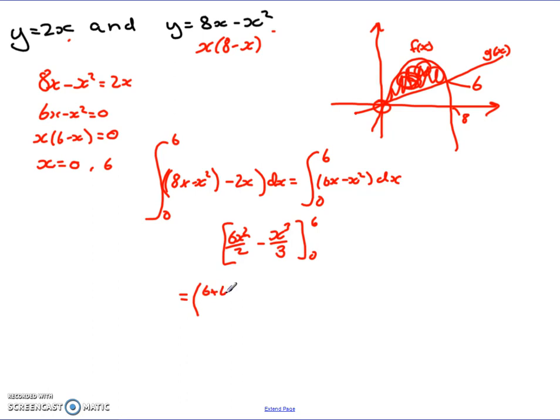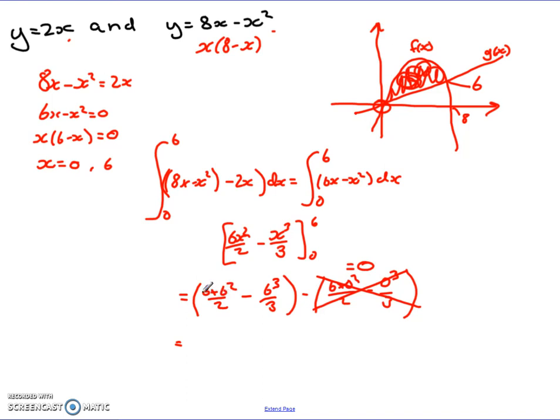So I get 6 times 6 squared over 2, take away 6 cubed over 3 for the upper limit, and then the lower is 6 times 0 squared over 2, take away 0 cubed over 3 for my lower. That's all 0, that all goes. So all I need to focus on is the upper limit here.